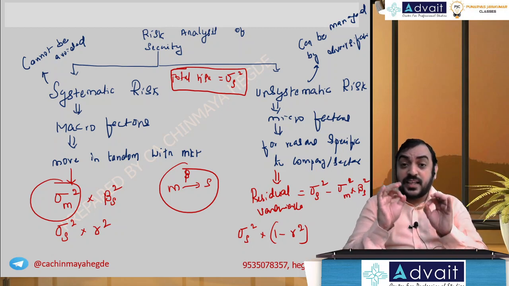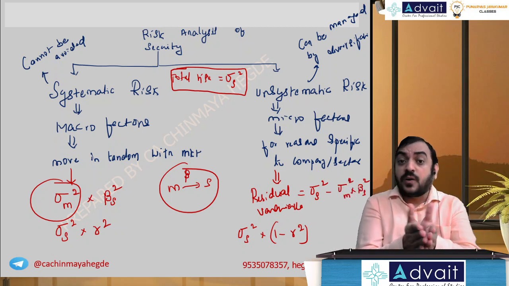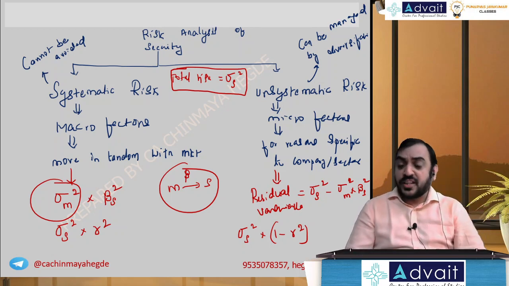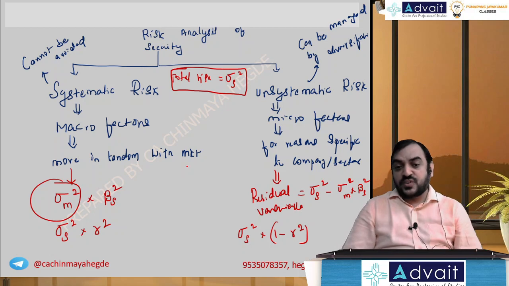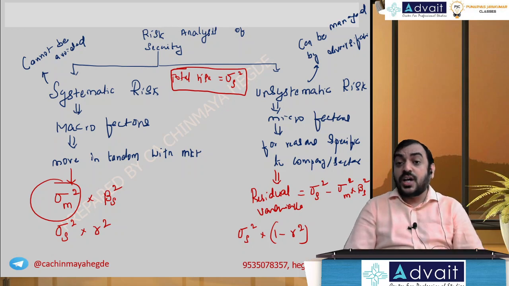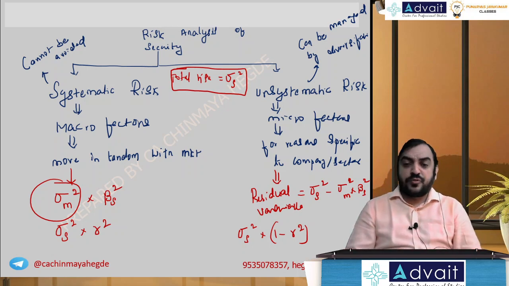Anyway, this beta is a measure of historical data representing what can happen in future. All these analyses are based on the assumption that what happened in the past is likely to happen in the future. So systematic risk is calculated by market variance into beta of S whole square. Unsystematic risk is calculated as a balancing figure, a residual figure. Any question on this? Because now I'm going to calculate one more risk called Sharpe risk or portfolio risk using the Sharpe method, which is a slightly different way of calculating the portfolio risk.